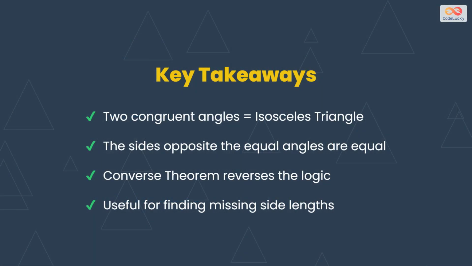To summarize, remember that congruent angles create an isosceles triangle. This guarantees the opposite sides are equal. Keep this rule in mind, as it is a powerful tool for solving geometry puzzles involving triangle properties.